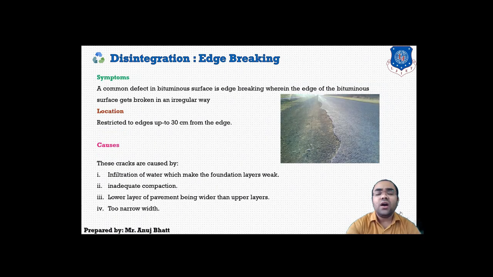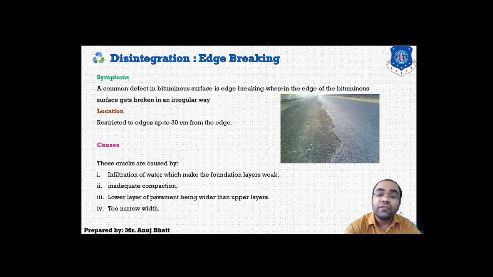The next is the edge breaking. Talking about the symptoms, a common defect in bituminous surface is the edge breaking, wherein the edge of the bituminous surface gets broken in an irregular way, as shown in the figure. In case the distress is not attended to in time, the surfacing may peel off in chunks at the edges. That particular distress is restricted to the edges only, up to 30 cm from the actual edge. So this can be the location where you can get such kind of edge breaking defects.